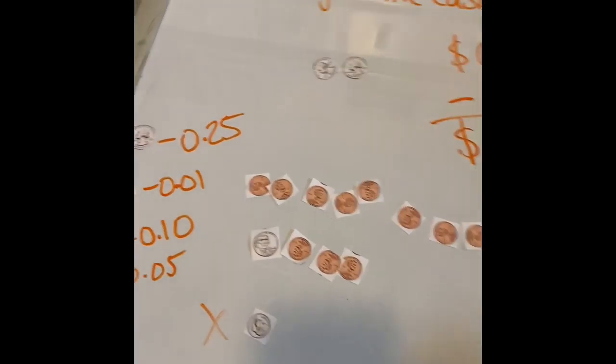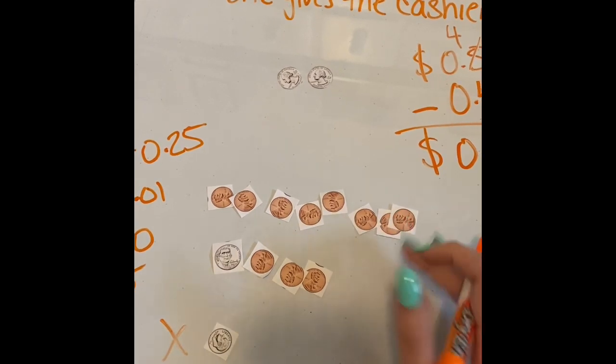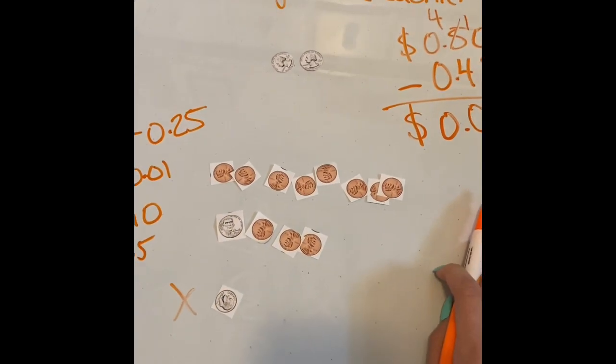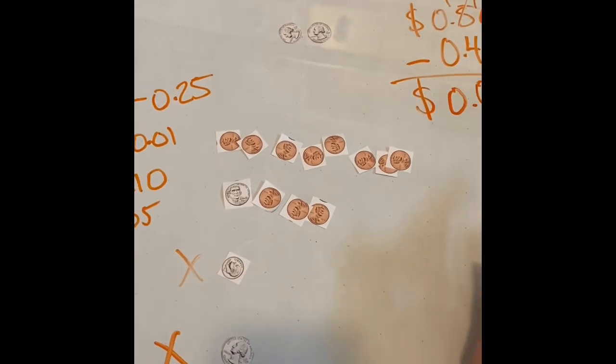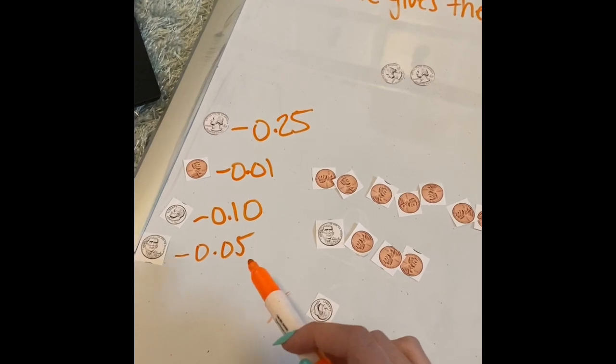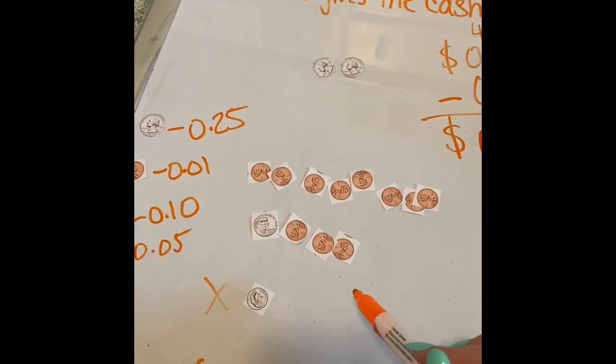Okay, so here I have different ways to represent 8 cents. So she could have been given 8 pennies. So I've got 1, 2, 3, 4, 5, 6, 7, 8 pennies as her change. They also could have given her 1 nickel and 3 pennies, because remember, a nickel is worth 5 cents and a penny is worth 1, so we have 5, 6, 7, 8.